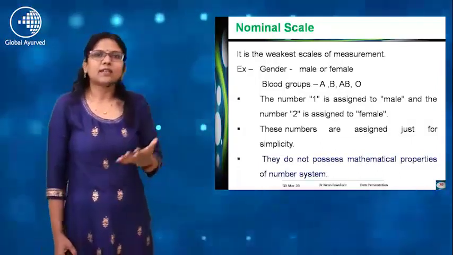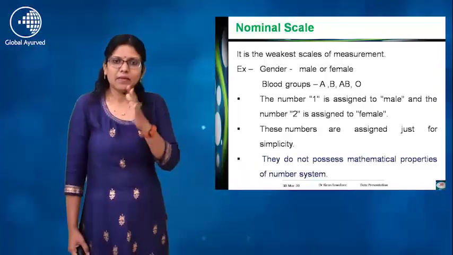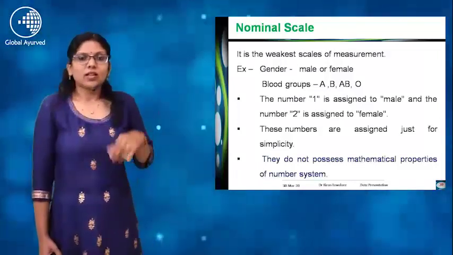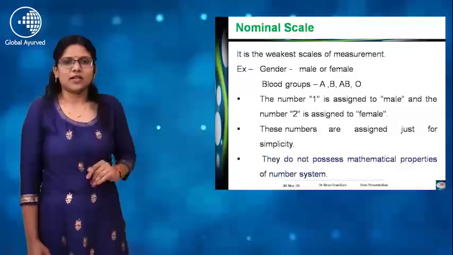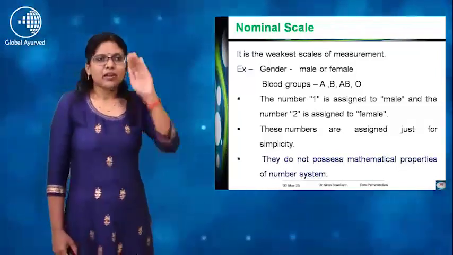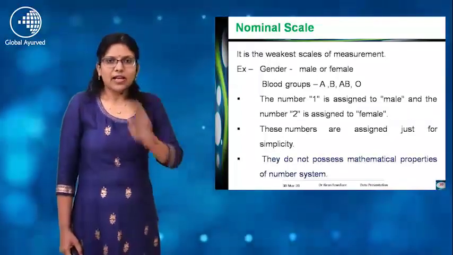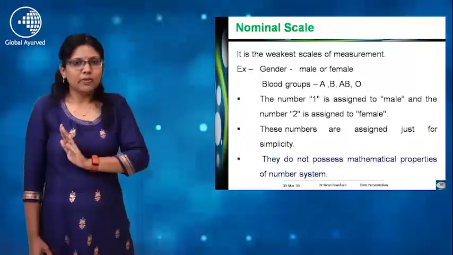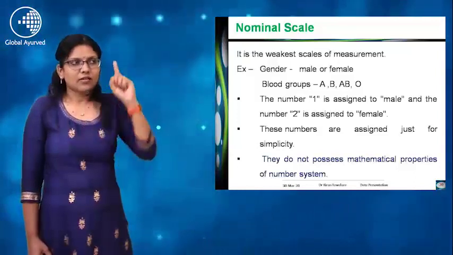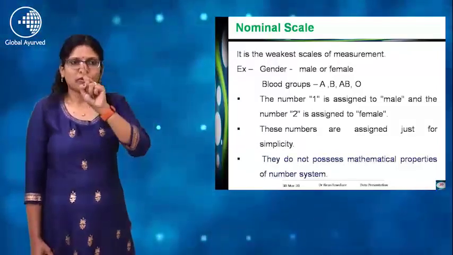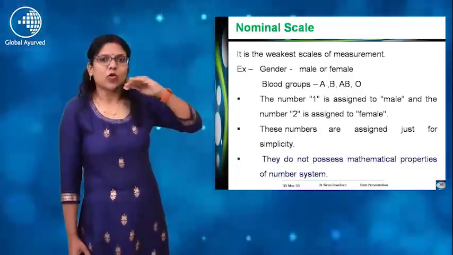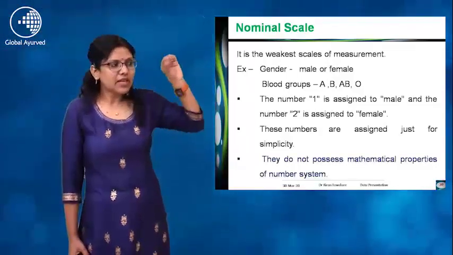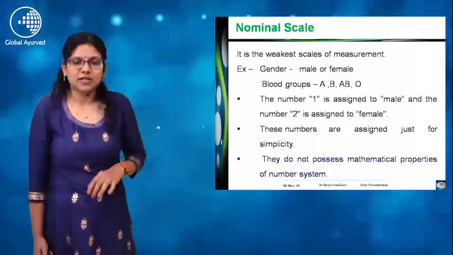Or we can take another example, blood group A, B, AB and O. The number one assigned to male and female is completely arbitrary. Means what we can say, in number one all male will lie and in number two all female will lie. But number one and number two is just given for our simplification, not to the male and not to the female. Means the number we give is totally completely arbitrary.